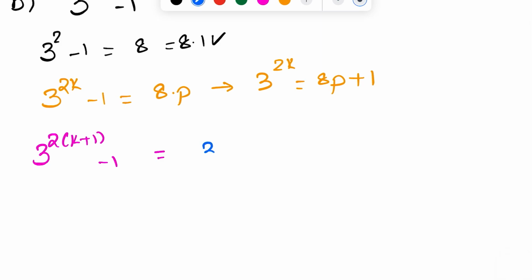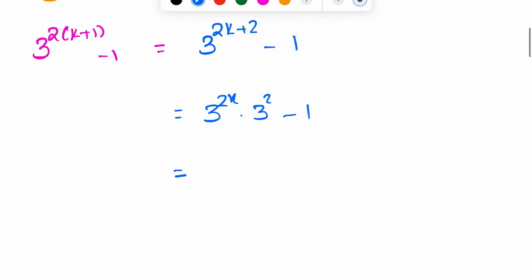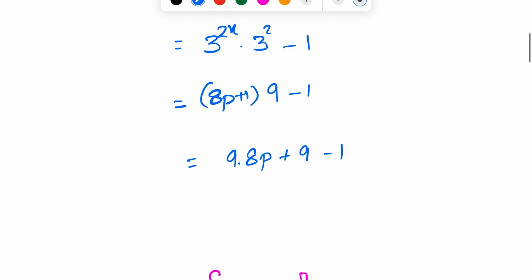So what am I going to do? 3 power 2k plus 2 minus 1. But I want only 3 power 2k, right? So 3 power 2k times 3 power 2 minus 1, which is, 3 power 2k is just now what we have assumed as 8p plus 1 times 9 minus 1. So 9 times 8p plus 9 minus 1. So which is nothing but what?